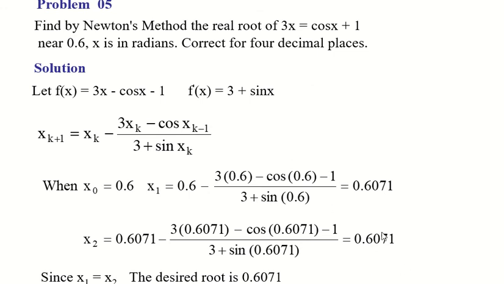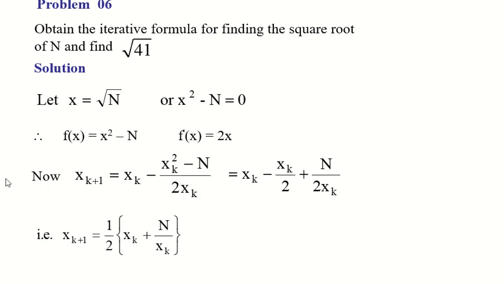This is a simple problem. You will get x1 and x2 equal, so you can conclude your answer. The desired root is 0.6071. If suppose this 0.6 was not given, you can calculate f of 0, f of 1. You will get f of 0 and f of 1 of opposite signs. So you could have taken x naught as 0.5. We'll move to the next problem.